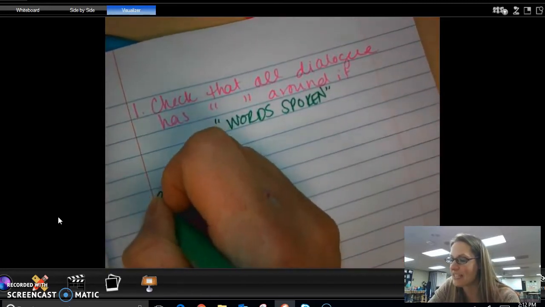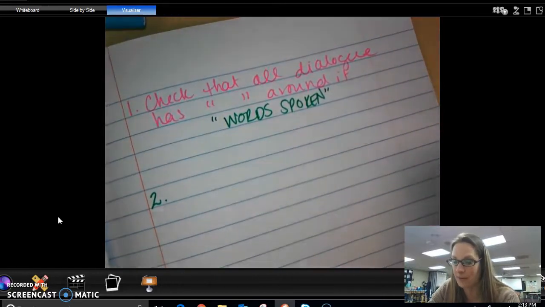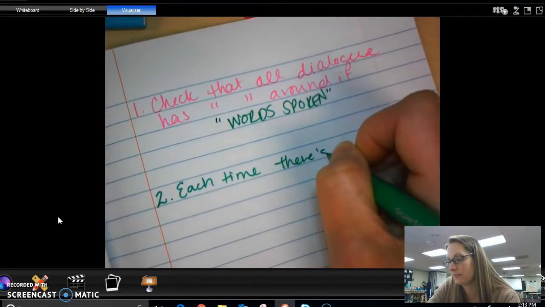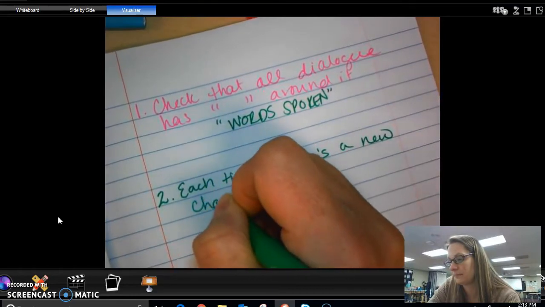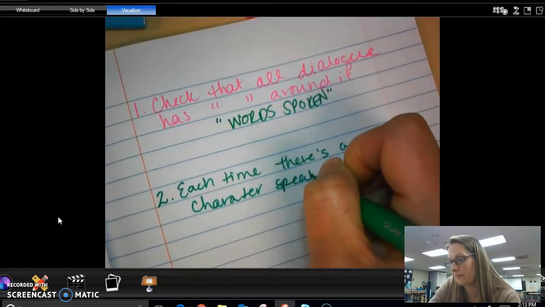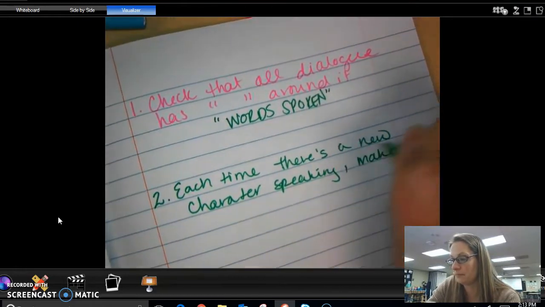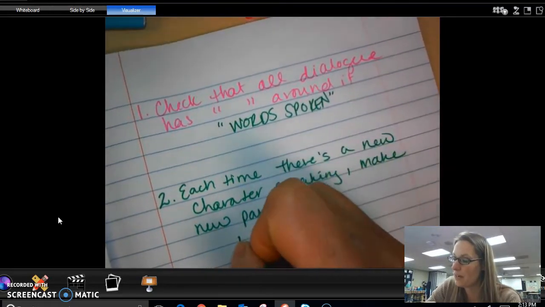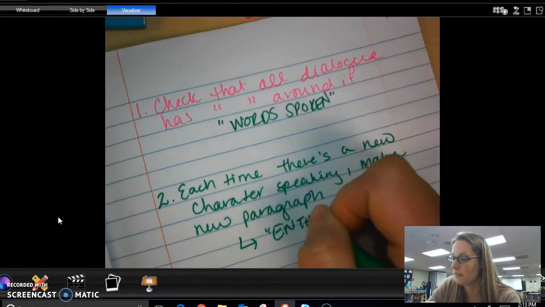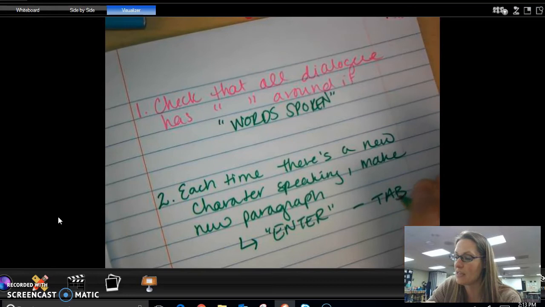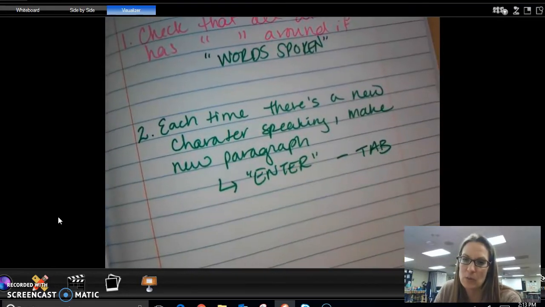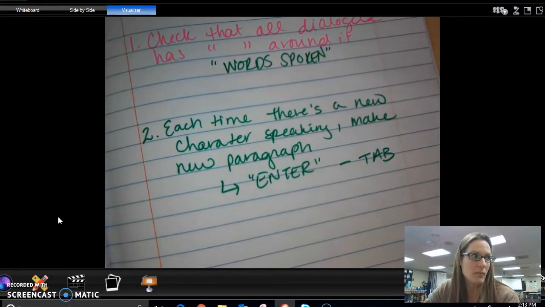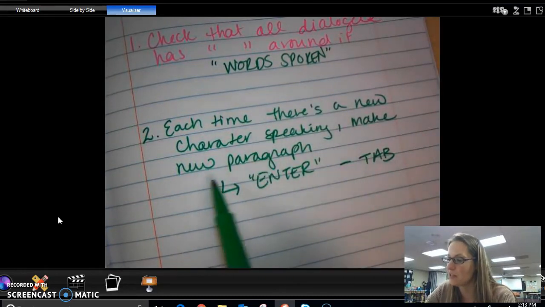After you have done that, the second thing I want you to do is go into your piece again, and each time there's a new character speaking, make a new paragraph. You make a paragraph by hitting enter. The first time you'll need to hit the tab key. That will indent you. Oftentimes from then on, every time you hit enter, it will automatically indent you, so pay attention to whether or not it's doing that. Each time there's a new character speaking, you need to make a new paragraph.